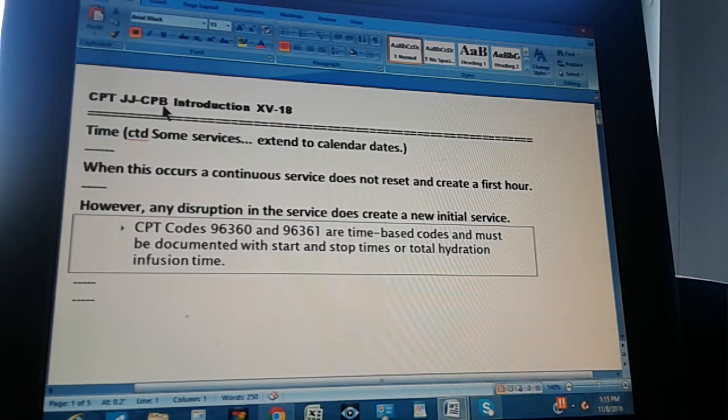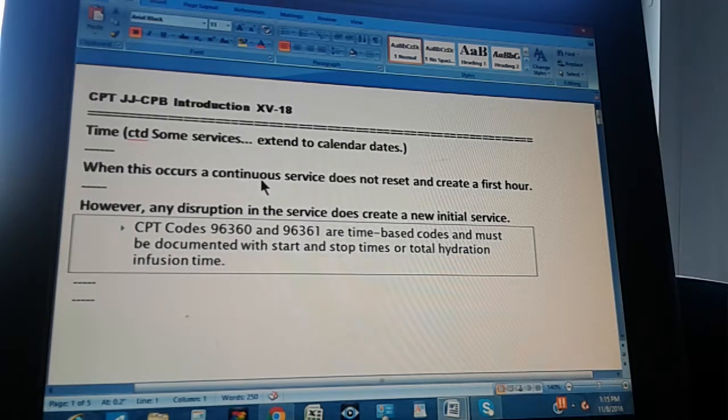CPT introduction. Time continued. Some services extend to calendar dates. When this occurs with a continuous service, there's no reset. It does not reset and create a first hour.